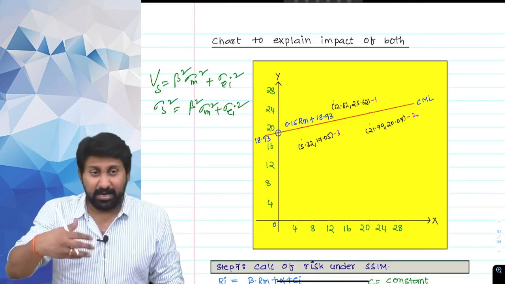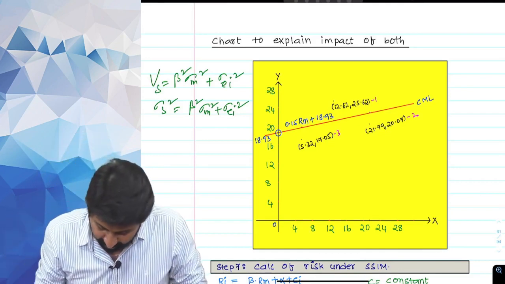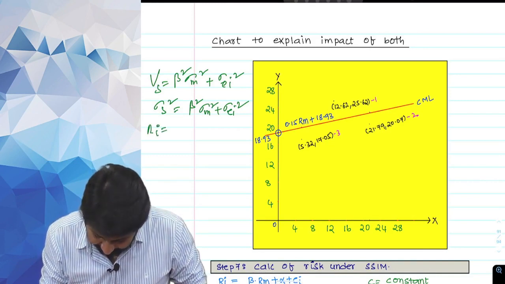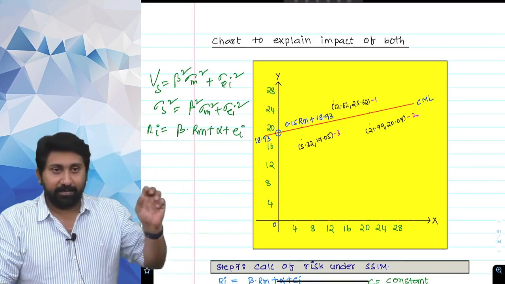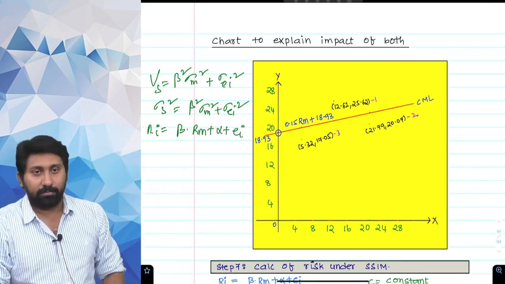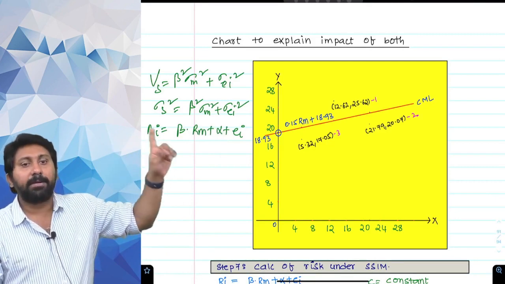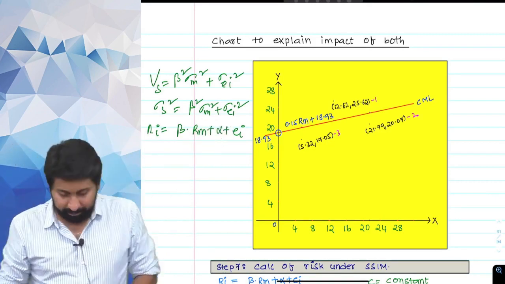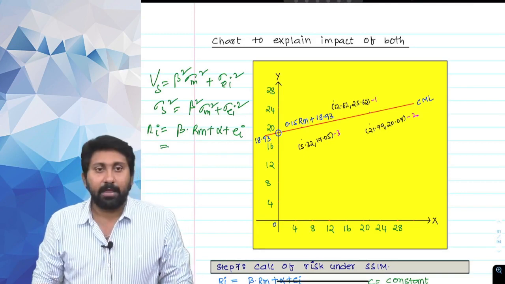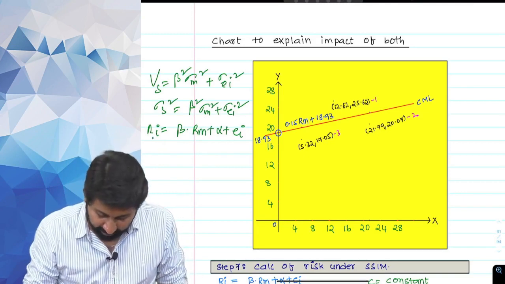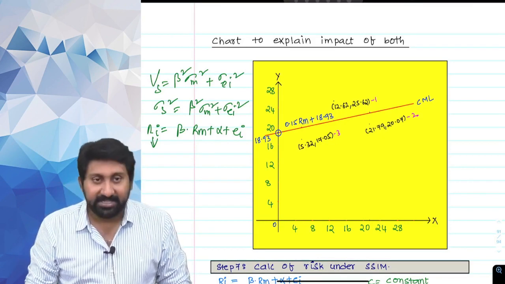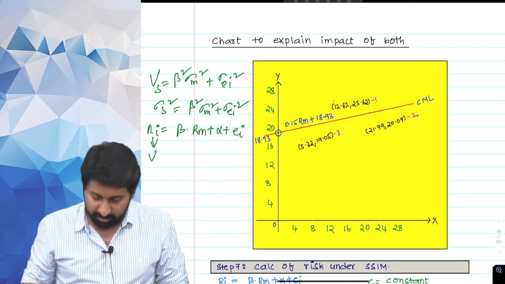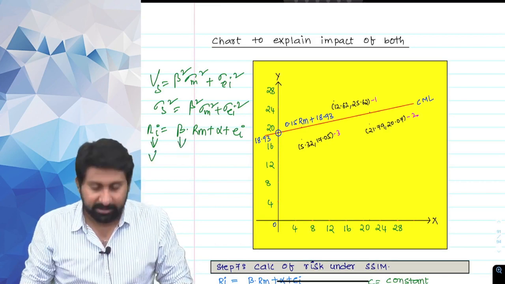Let me explain further. First, tell me what is the return formula? Beta Rm plus alpha plus EI. That's the total return; only the market return, EI removed. But for total return we want beta Rm plus alpha plus EI. Tell me, will the return of a security change or be constant? Change. Means it's a variable or constant? Variable.